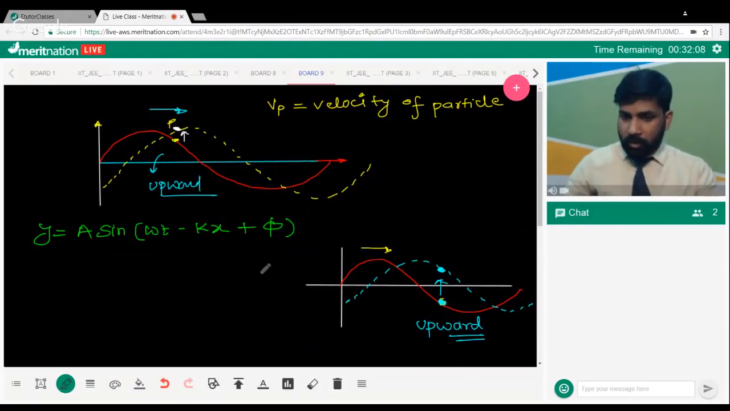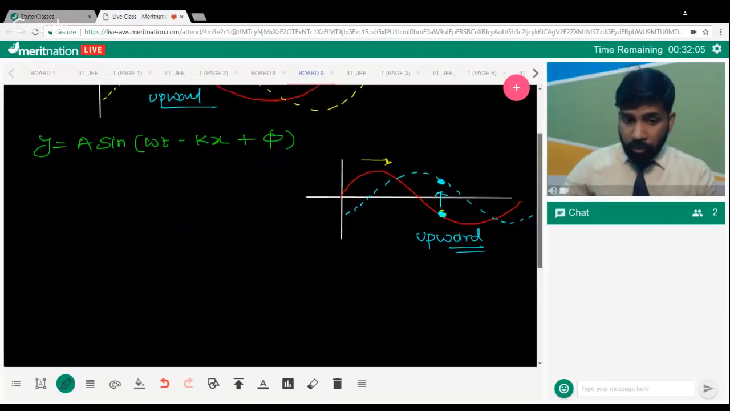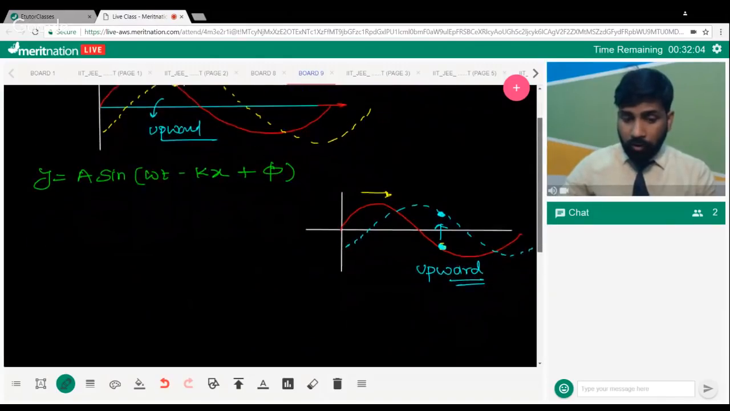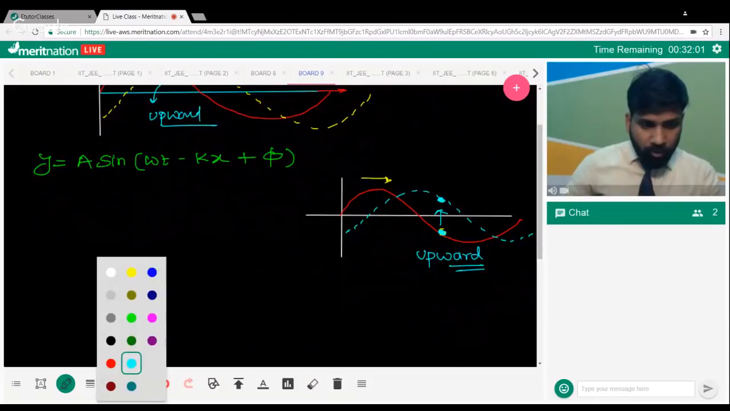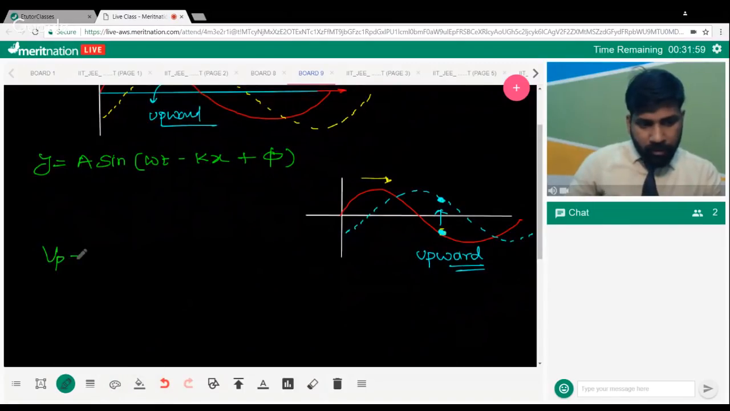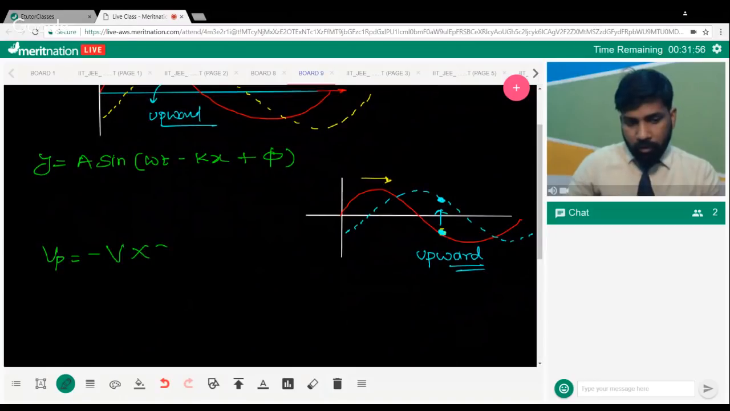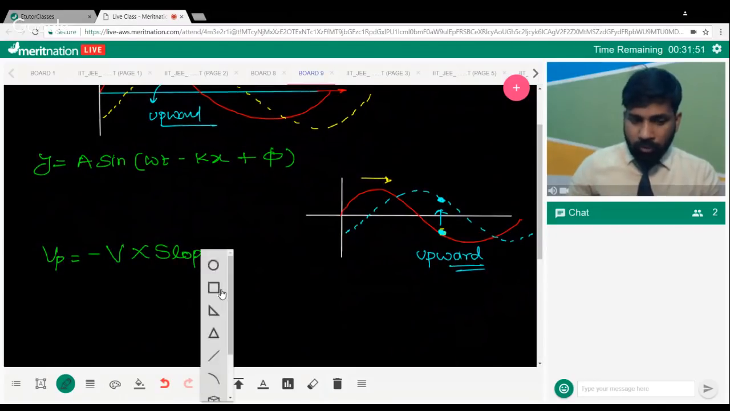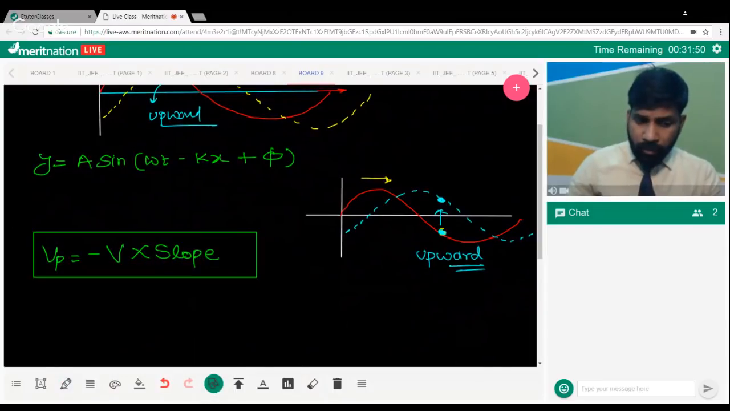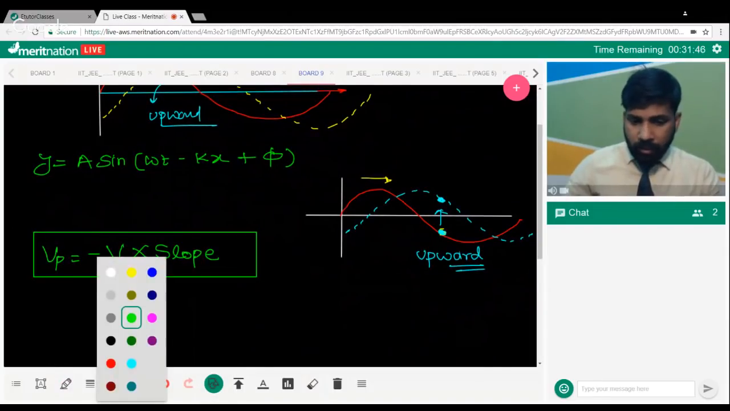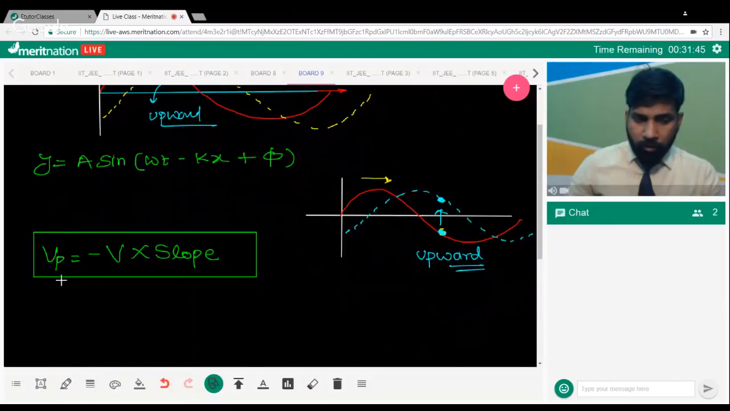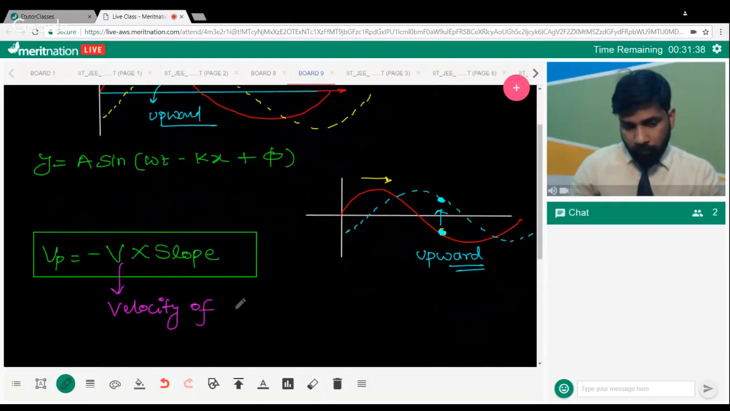Let me give you one more mathematical formula to get the direction of motion of this particle. The velocity of the particle is equal to minus the velocity of the wave into the slope. This is one of the formulas we can use to get the velocity of the particle as well as the direction. Here Vp is the velocity of the particle, and v is the velocity of the wave.